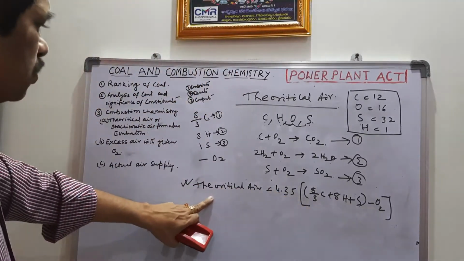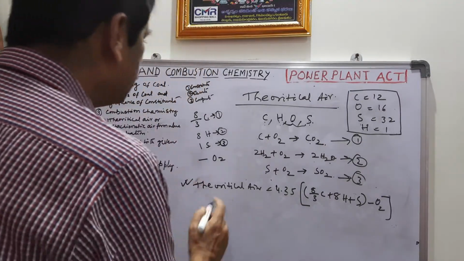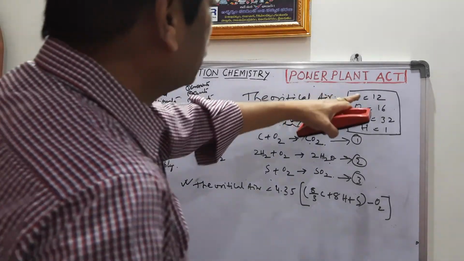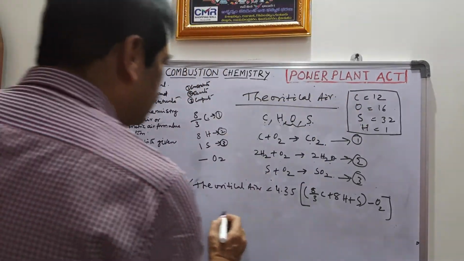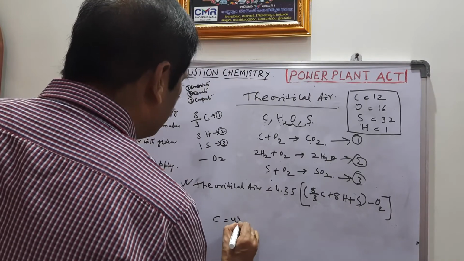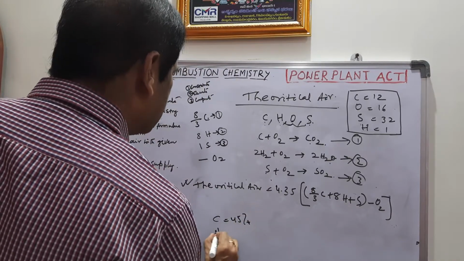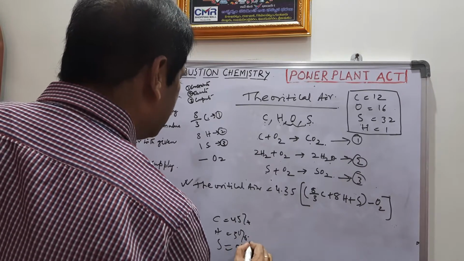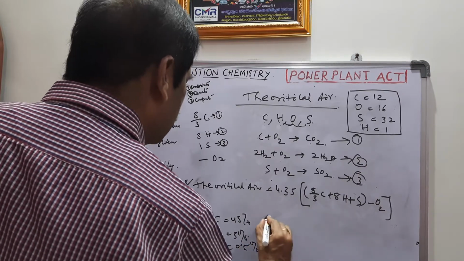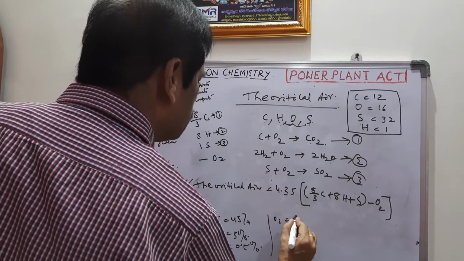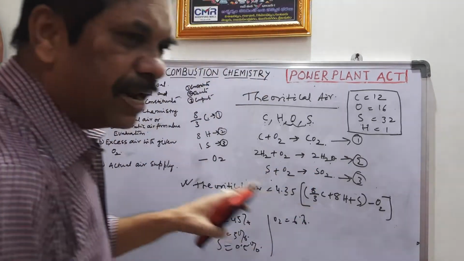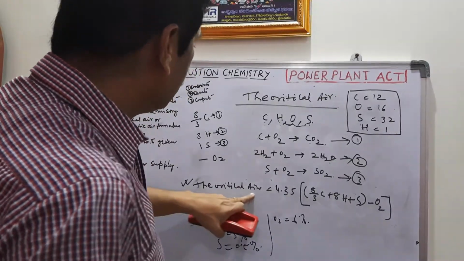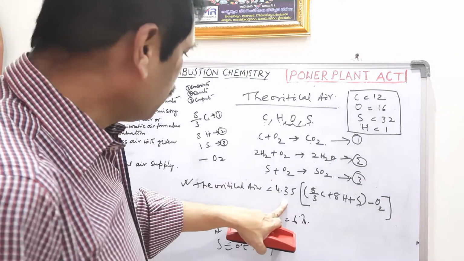With this formula, suppose in the ultimate analysis they are giving carbon as 45%, hydrogen 3%, sulfur 0.5% and oxygen 6% in the ultimate analysis of coal. Then you can find out how much quantity of theoretical air by this formula. Okay.